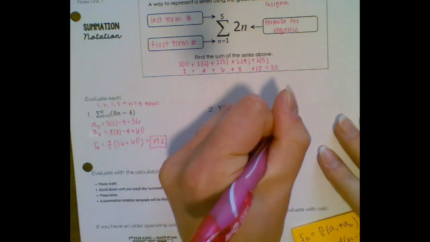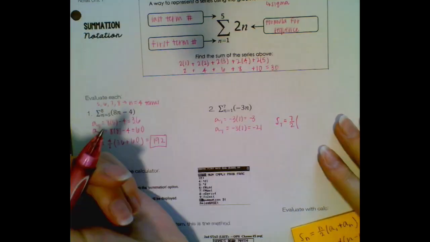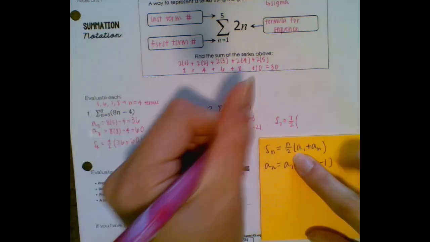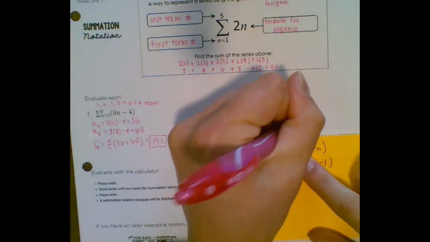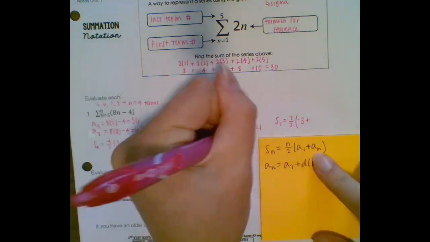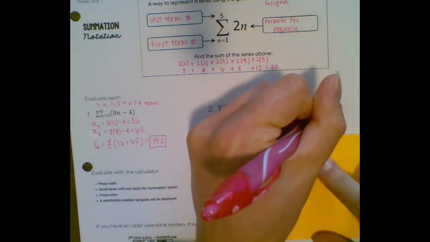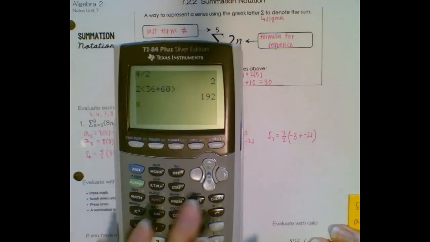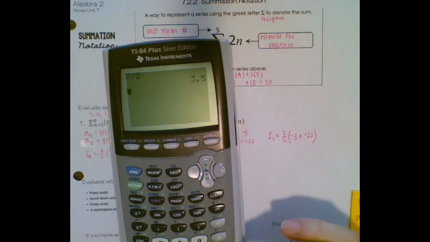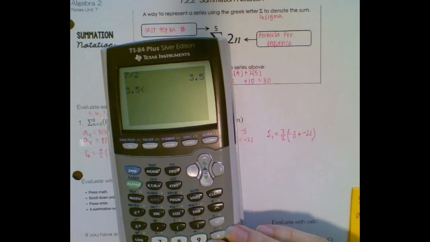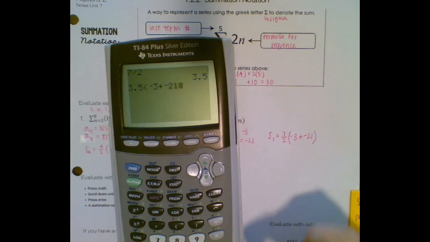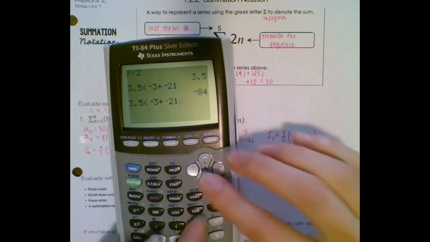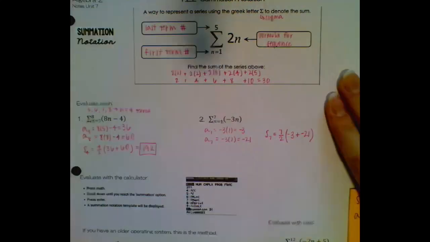So we're going to do 7 divided by 2 times a sub 1, which was negative 3, plus a sub n, which was negative 21. Type that into your calculator. 7 divided by 2 is 3.5, times negative 3 plus negative 21. Oh, I forgot to close my parentheses. But I think we end up, yep, negative 84. We're good.